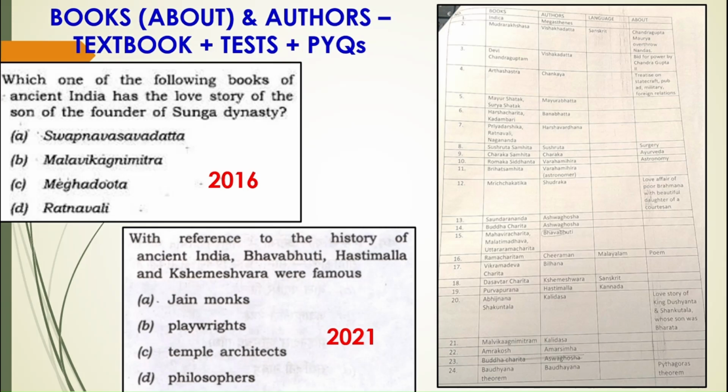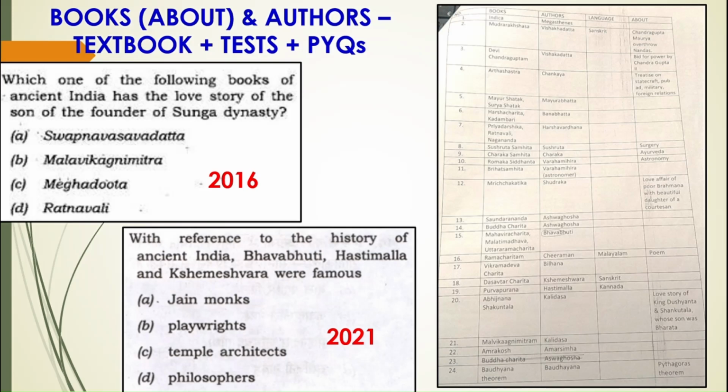And you will have to also make a note of the books and what does that book contain, like it is based on which theme and its authors. How you collect them, same again, textbook, tests plus PYQs. Make a note like this. You can see on the right side I have attached a snippet, the book, the authors, in which language it is, and it is about what.